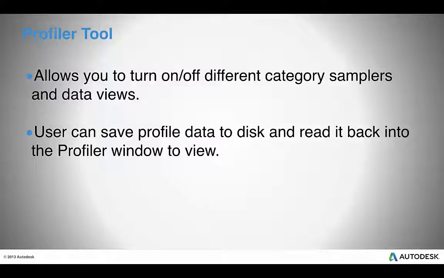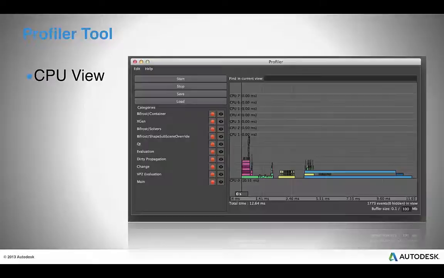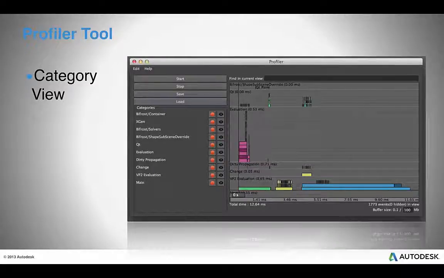So if you had gone through and optimized your scene for a bit, and then you profile it and you get a new set of data, you can compare that by bringing it back in and reading that back into the Profiler window. The window you see here is the Profiler's CPU view. We'll get into the specifics of this in a bit, and you also have a category view of how to look at your data, and this is what that view looks like.